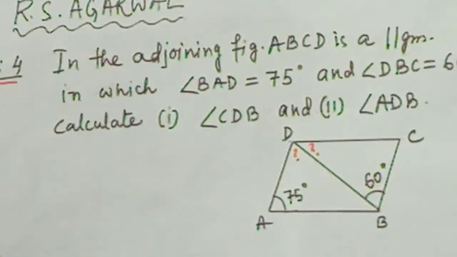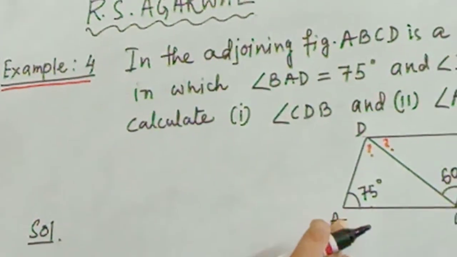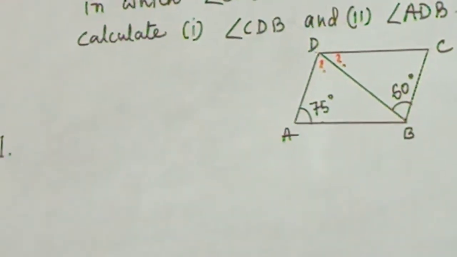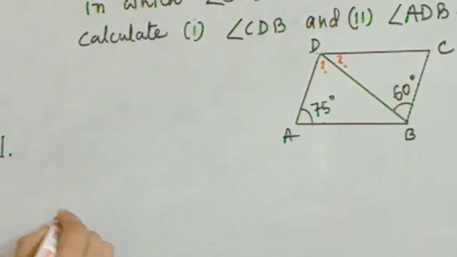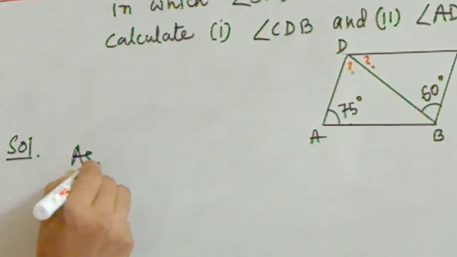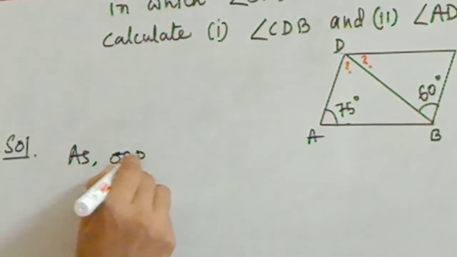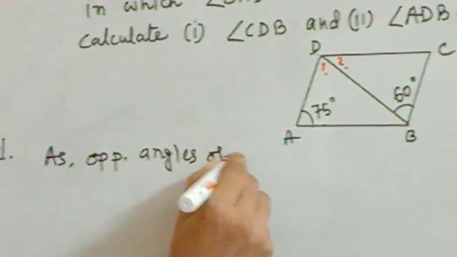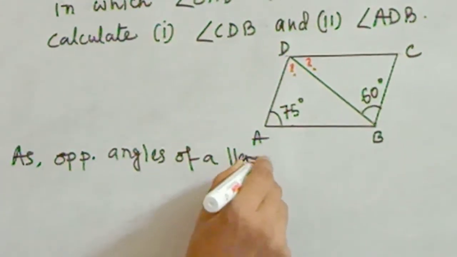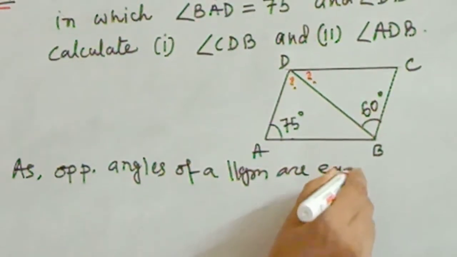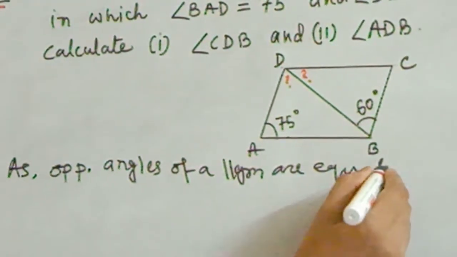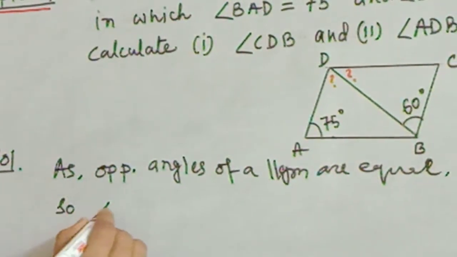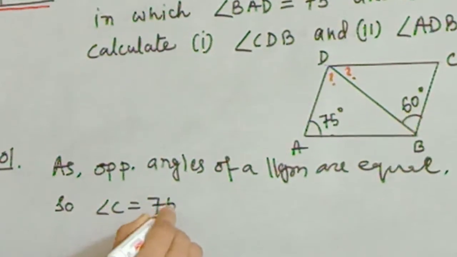Now solution. As angle A is equal to 75 degrees, you know that C is also 75 degrees. Reason is, opposite angles of a parallelogram are equal. So angle C is equal to 75 degrees.